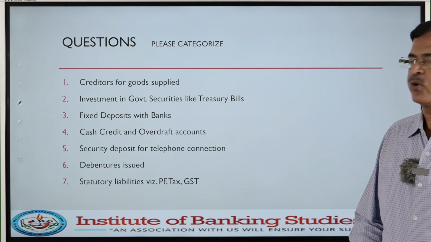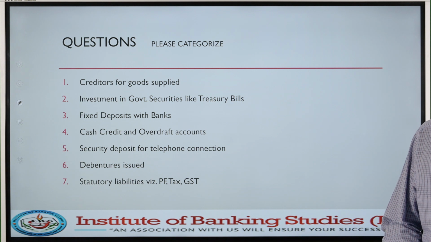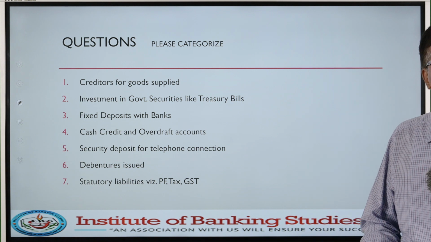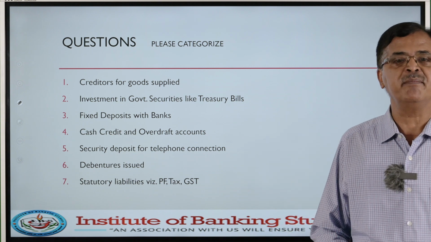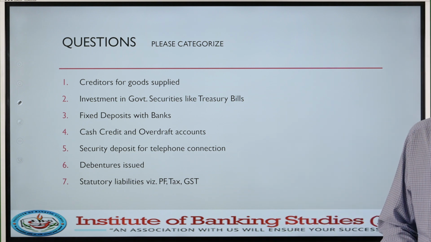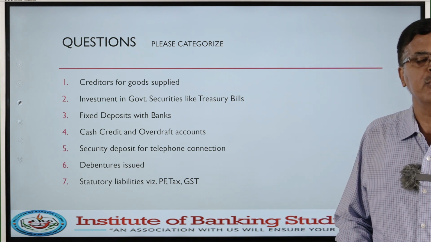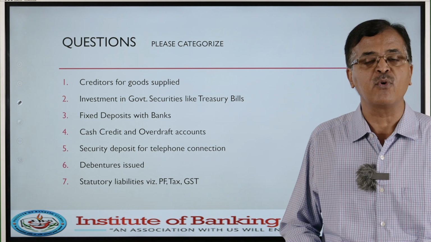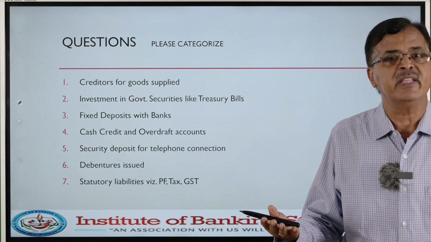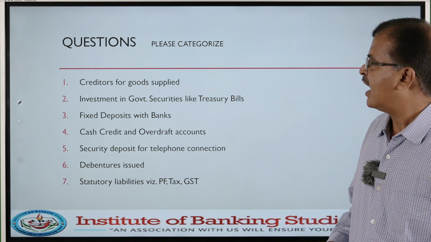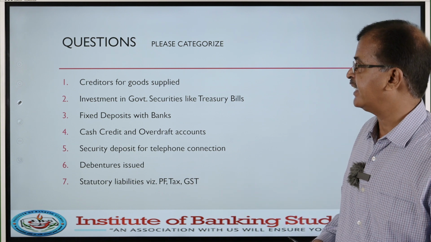First one is creditors for goods supplied. Creditors for goods supplied, it is sundry creditors which has to be repaid within a period of 12 months. Hence, it is a current liability. Investment in government securities like treasury bills. Normally, treasury bills, you may be knowing that it is 91 days, 182 days and 364 days, like that treasury bills are being quoted in the market. So anyway, it is within 12 months. That is, it is an investment with which we can encash it within a period of 12 months. So it is a current asset.